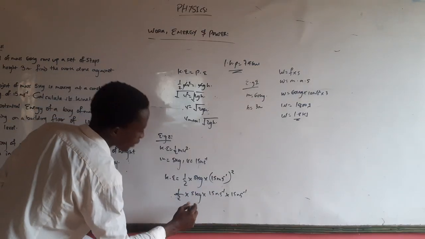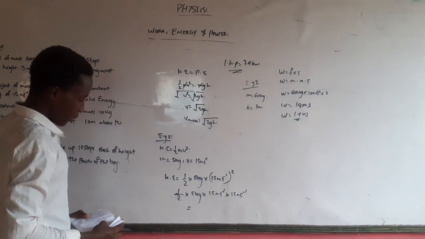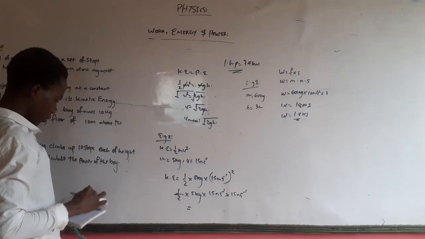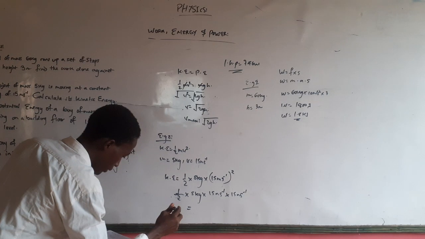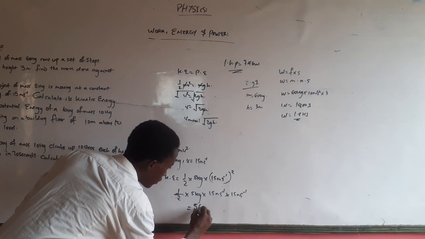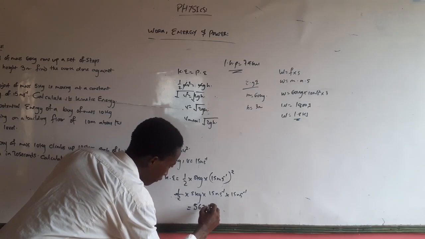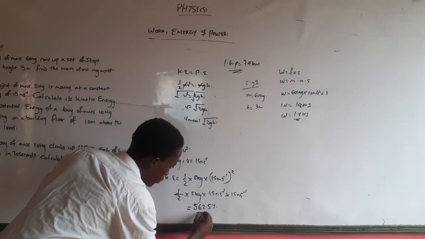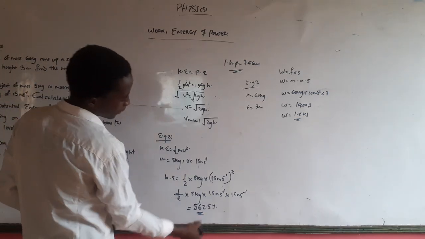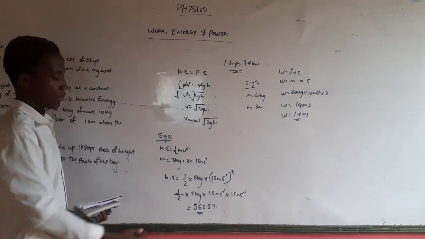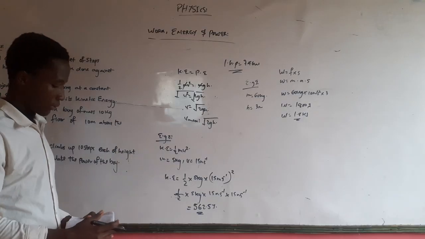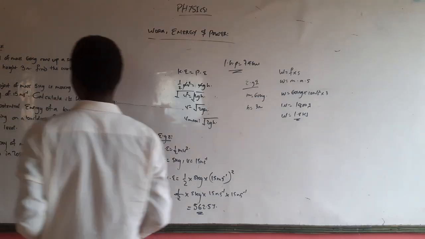So how do I use your calculator to just do everything? We should have something like this. I don't want to waste time. That's 562.5 joules. Do you understand? So how do we convert this to kilojoules? It's not really necessary, so let's just skip it. Do you understand? Let's move on to the next question.